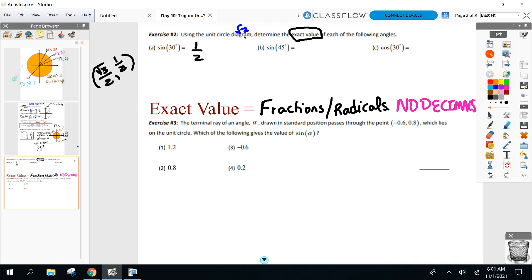Radical 2 over 2, radical 2 over 2. At 45 degrees, the x and y are the same. What were we doing on Friday? Sine of 45? It doesn't even matter, right? You could guess wrong and you're right. It's radical 2 over 2.